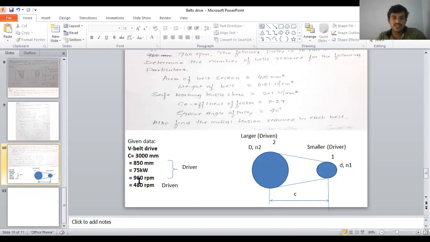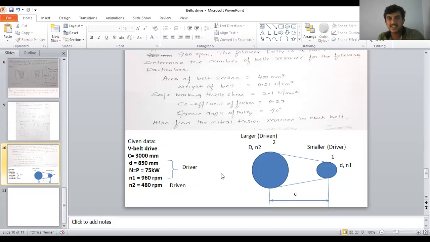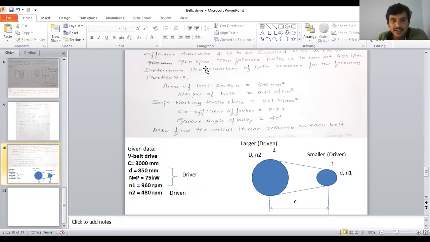Because the speed and diameters are inversely proportional, now we'll write the data here. The smaller will be the driver, so this small d is 850 mm, and this is the capital P. Power is the same as it is. Next, this is N1, 960 rpm. Now driven is the larger pulley, that is N2, 480 rpm.